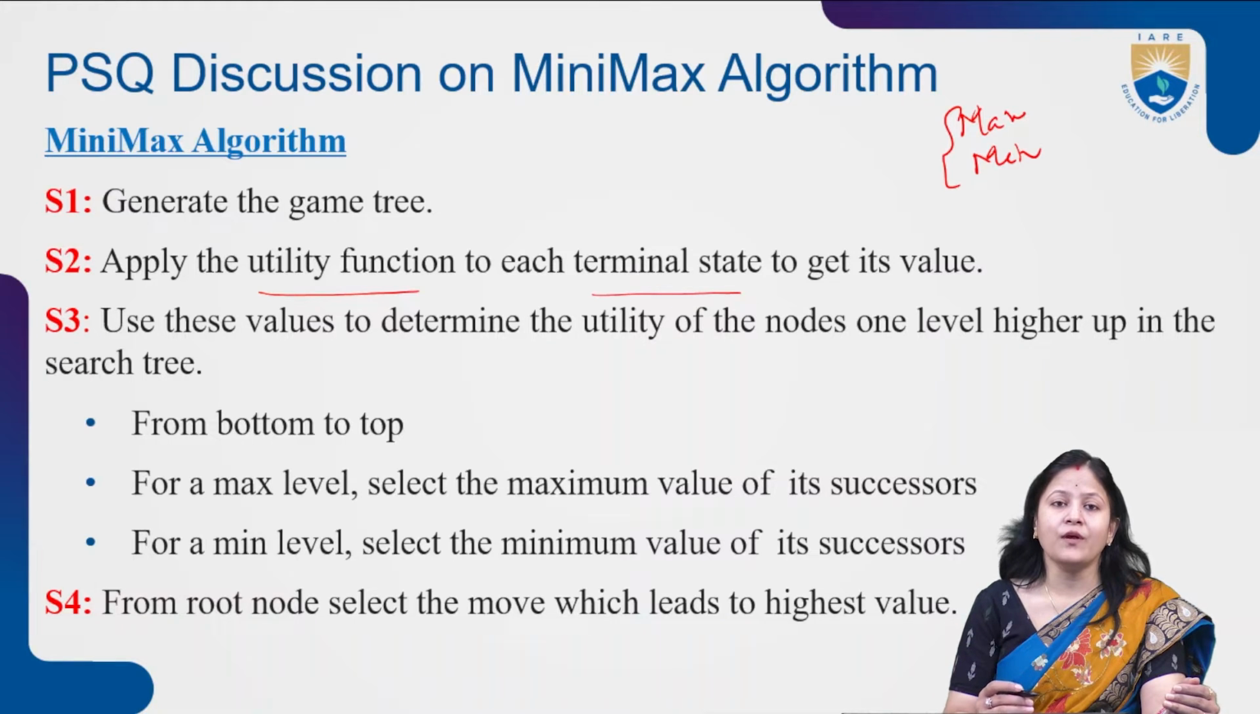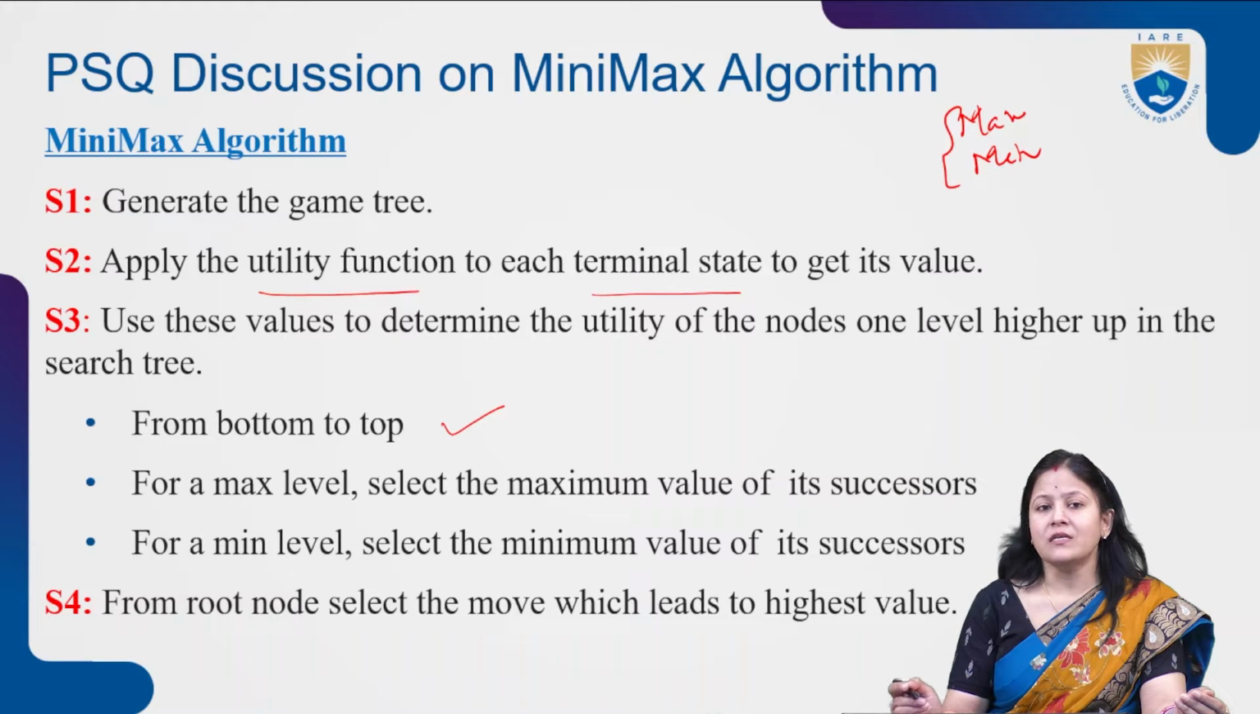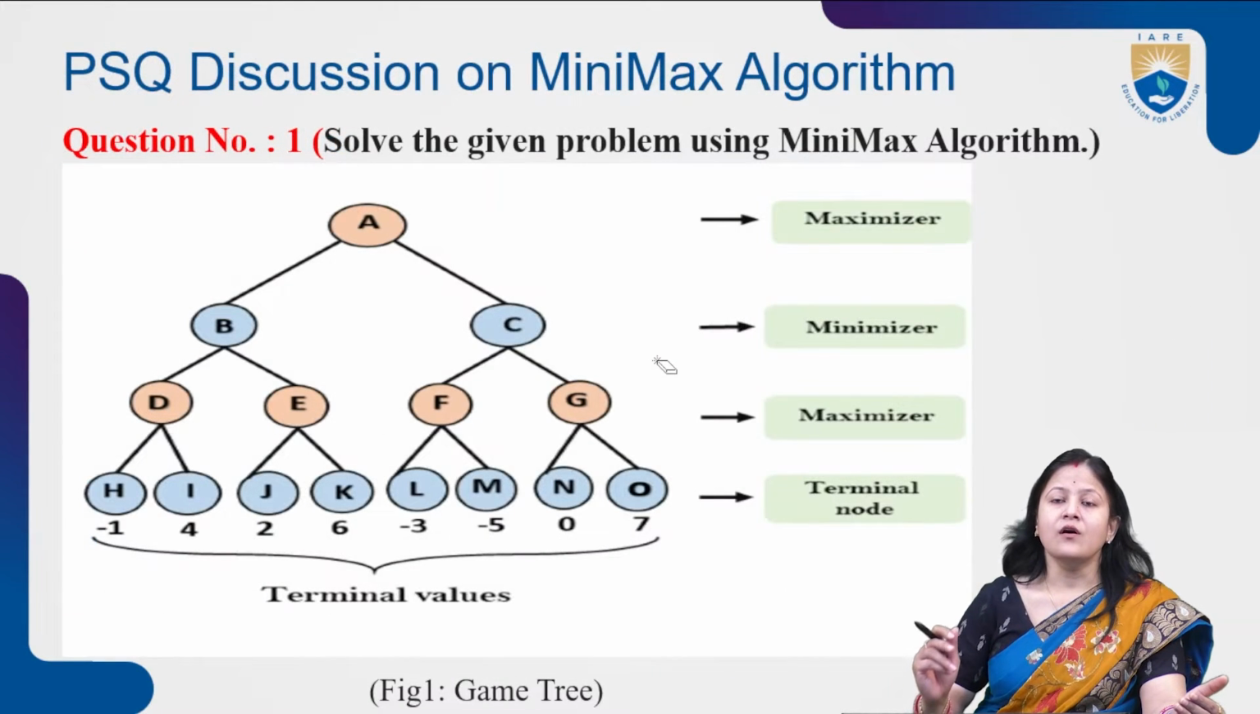This means we have to explore the tree from bottom to top, not from top to bottom like other algorithms. While exploring from bottom to top, for a max level, select the maximum value of its successors, and for a min level, select the minimum value of its successors. Step 4 says, from the root node, select the move which leads to the highest value. You can easily understand this algorithm once I solve this question.